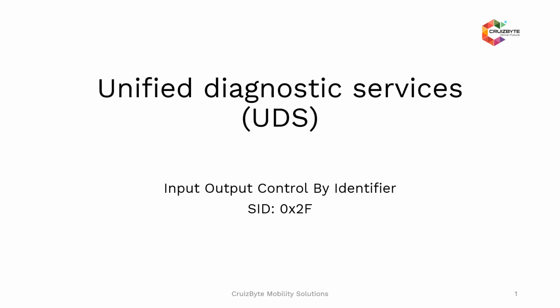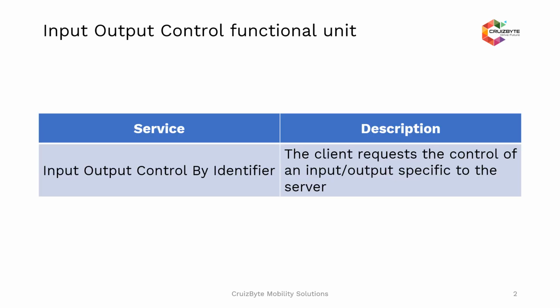Unified Diagnostic Services. We'll be discussing today Input Output Control by Identifier, SID number 0x2F. As per the UDS spec, the Input Output Control by Identifier description is: the client requests the control of an input or output specific to the server. In order to understand what the inputs and outputs of a server are, I will take you through two examples of ECU block diagrams, where we will be in a position to understand what the inputs and outputs of an ECU are.